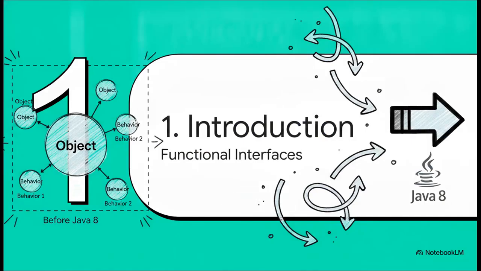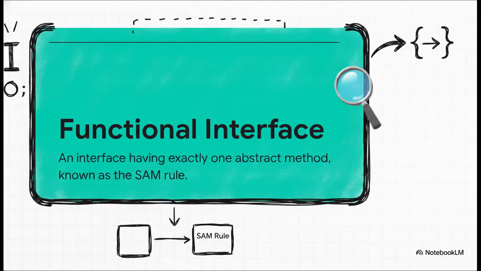All right, Part 1, Introduction to Functional Interfaces. So, before Java 8 came along, if you wanted to pass around behavior or functionality, you had to pass an entire object. Kind of clunky, right? But then, Java 8 introduced a massive game changer: functional programming. A functional interface is super simple. It's just an interface with exactly one abstract method. That's it. We call this the SAM rule, or Single Abstract Method. This one strict rule is literally what allows Java to work its magic with modern Lambda expressions.